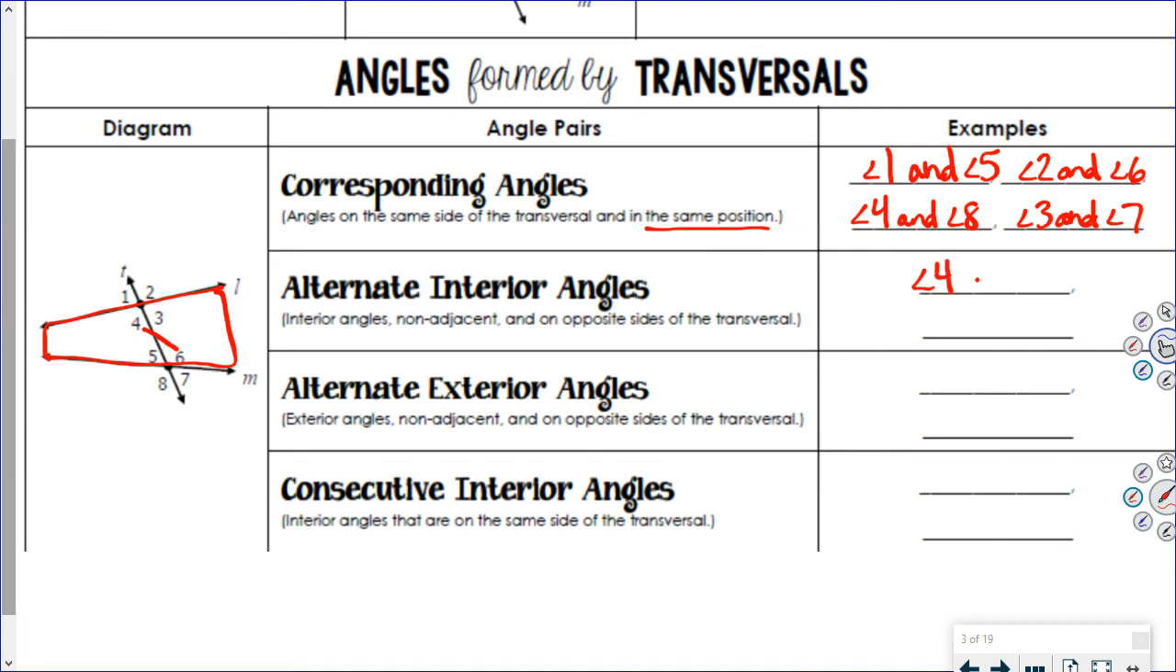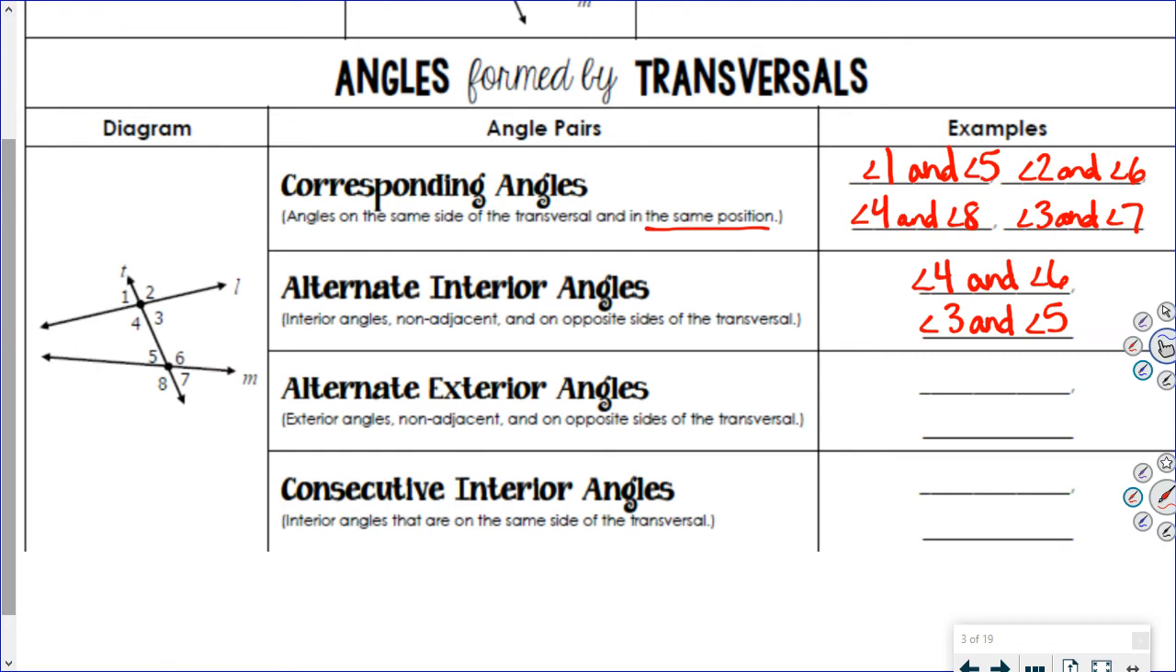So angle 4 and angle 6 are considered alternate interior, and then you're going to go the other way, 3 and 5. The reason that they have to be non-adjacent is if I was looking at just 4 and 3, those are considered a linear pair, and linear pairs cannot be alternate interior angles.